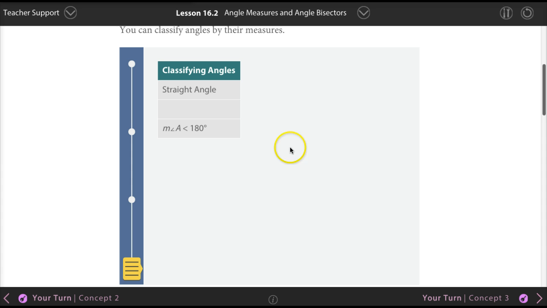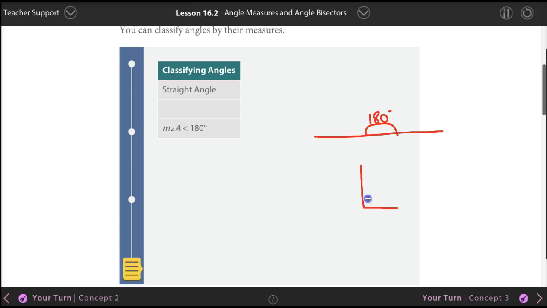So what is a straight angle? That's a straight line. A straight line would be 180 degrees, okay? So key thing, 90 degrees is a right angle. This is a straight angle. This is an acute angle. And this is an obtuse angle. Too easy.